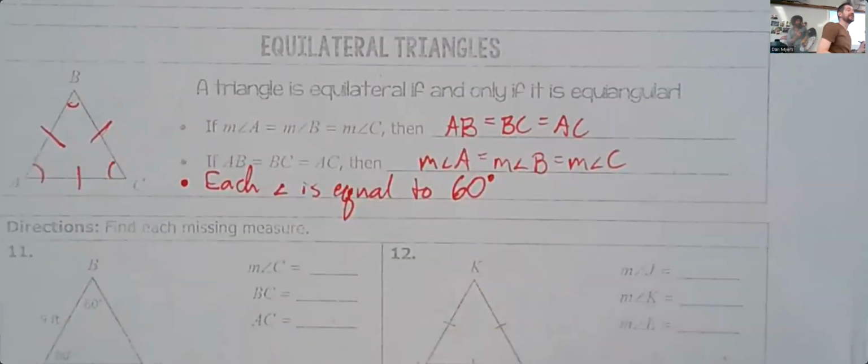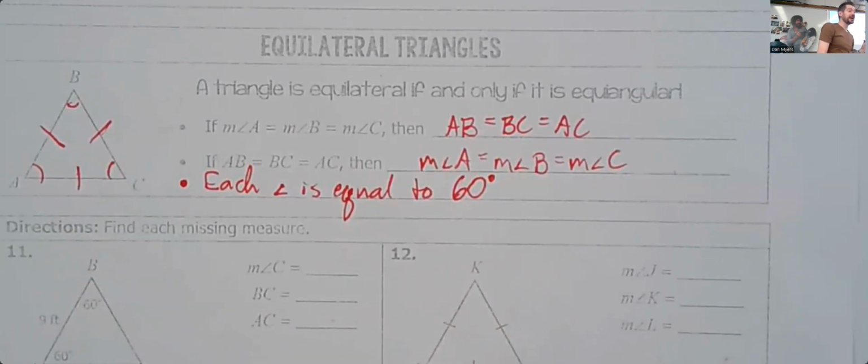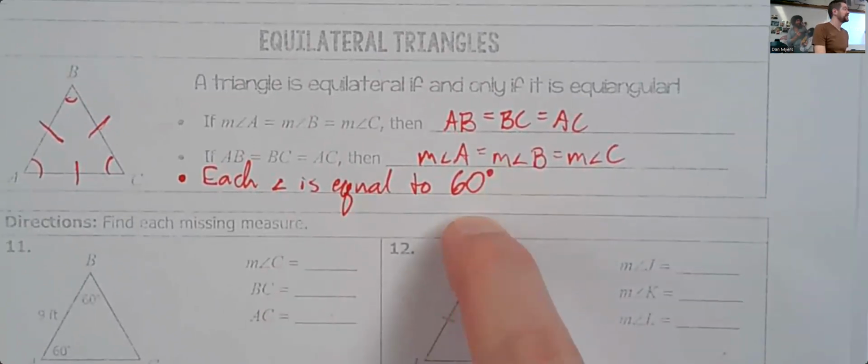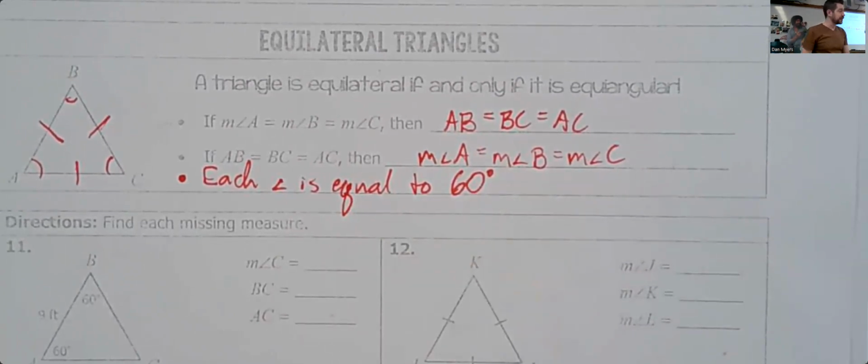Every single angle, listen up. In an equilateral triangle, no matter what, each angle is equal to 60 degrees. Because the three of them add up to 180, the three of them are equal to each other. So 180 divided by 3 is 60. Every single angle in an equilateral triangle is 60 degrees, no matter what. The lengths could be different, but the angles will be 60.